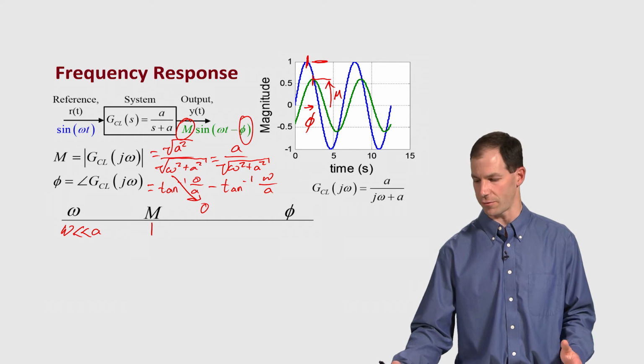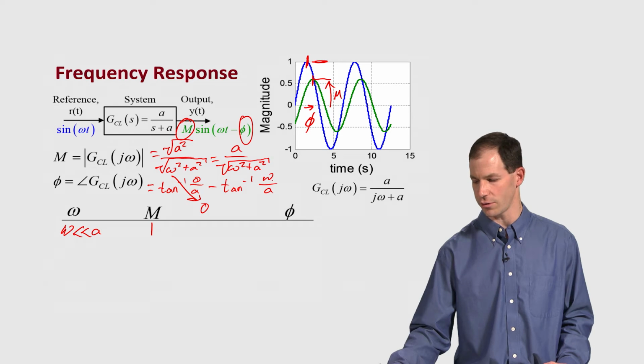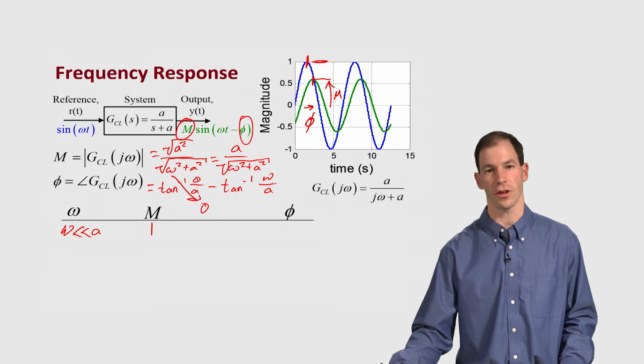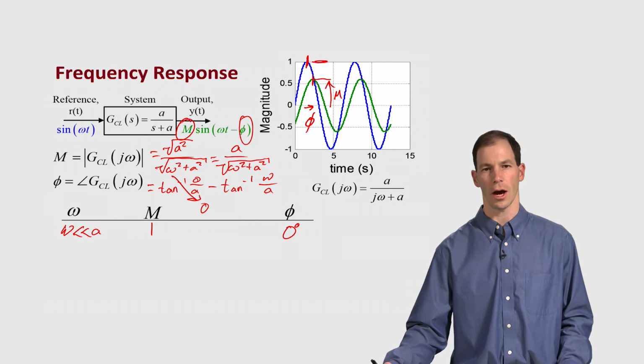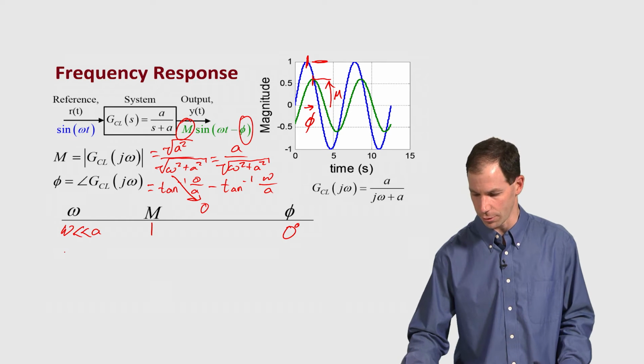Now I do the same thing for my phase angle, and I go to this inverse tangent, and if omega here is very close to 0, I get inverse tangent of 0, and so I'm going to have 0 phase angle. All right. How about at the break frequency, where omega is equal to a?